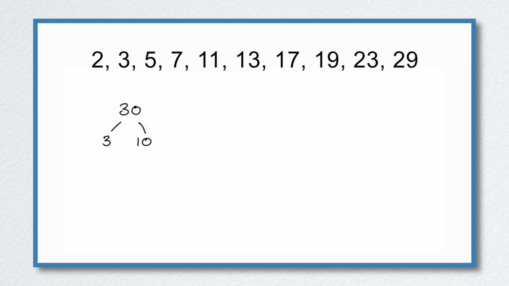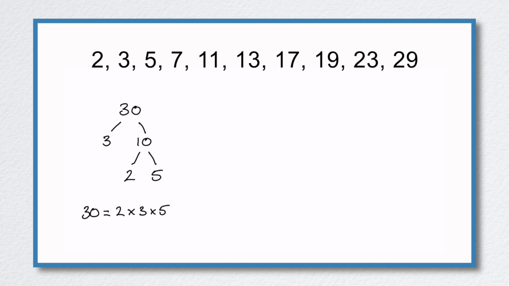3 is a prime factor, because 3 is a prime number. 10, however, isn't a prime number. So we now need to break 10 down into its prime factors. Well, I know that 10 is equal to 2 multiplied by 5. Well, 2 and 5 are both prime numbers. I have now broken 30 down into its prime factors. 30 is equal to 2 multiplied by 3 multiplied by 5.